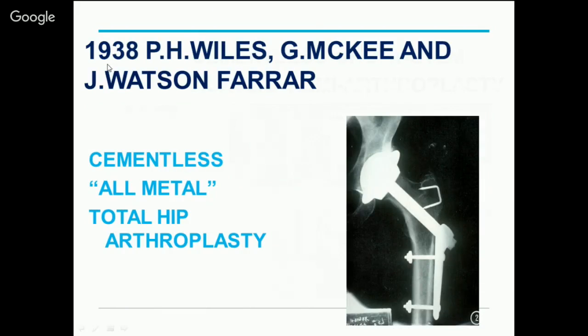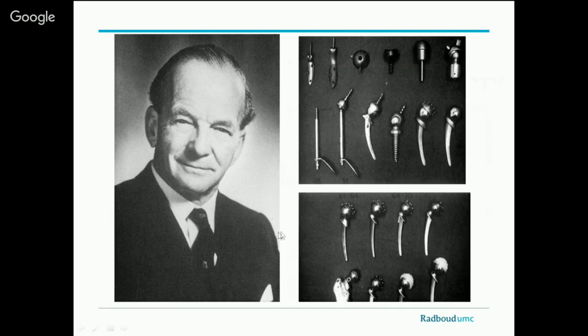In 1938, McKee and Farrar developed this system, which was an all-metal system. So they had a metal cup and a metal head, and they connected it by means of this plate. So this is a metal-on-metal bearing. This is Mr. McKee. And at that time, you could kind of pioneer and come up with different designs.